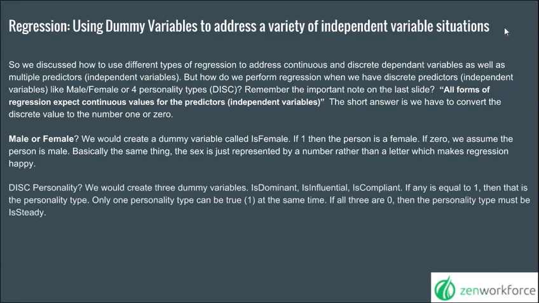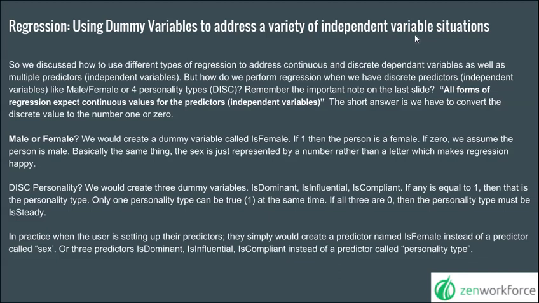So, in practice, when the user is setting up their predictors, we would simply create these predictors. You create isFemale instead of a predictor called sex. Or you create 3 predictors for dominant, influential, and compliant instead of creating a predictor called personality type. So I think now you're seeing how all of this design and what type of algorithm you use does dictate how the system is used and how you would help somebody set the system up.